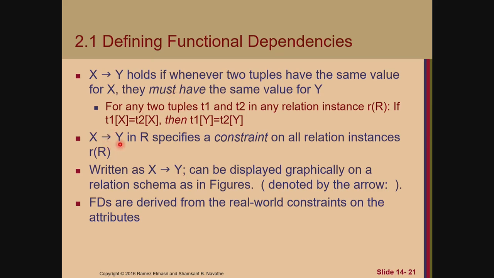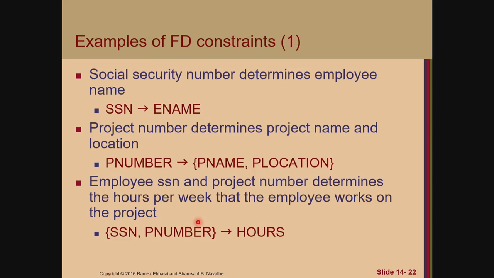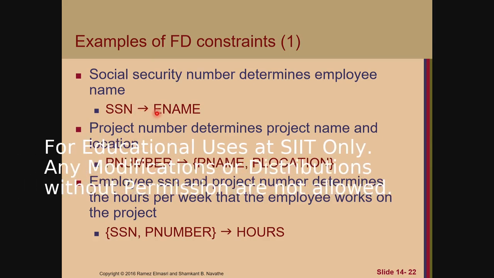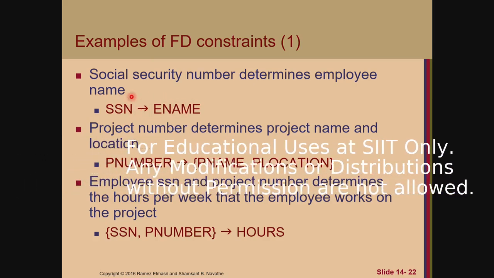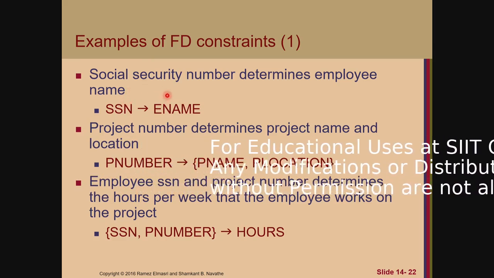Okay. X determines Y in R specifies a constraint on all relation instances of R. We write it as X arrow Y, and it can be displayed graphically on a relation schema. Functional dependencies are derived from real-world constraints on the attributes. Here is an example of a functional dependency constraint. Social Security number, SSN, determines the employee's name. So we can write SSN arrow Ename, employee name. If you have the same SSN, you should have the same name of the employee.